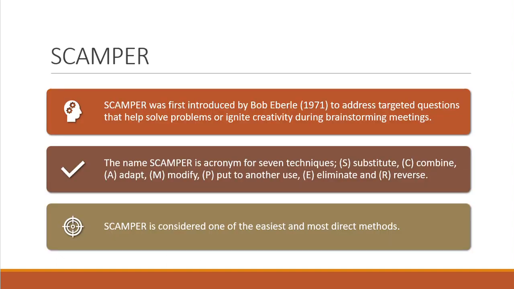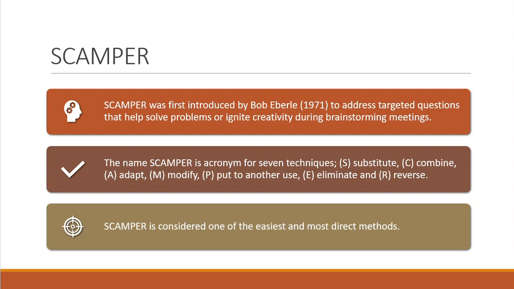So let's continue with this one. The second method is Scamper. What is Scamper? Scamper was first introduced by Bob Eberle in 1971 to address targeted questions that help solve problems or ignite creativity during brainstorming meetings. This one can actually be combined with the brainstorming session.